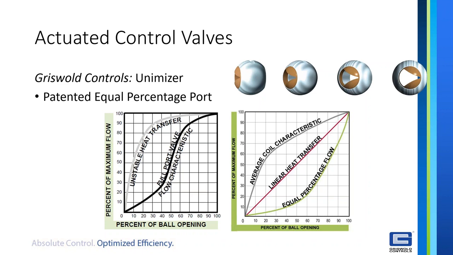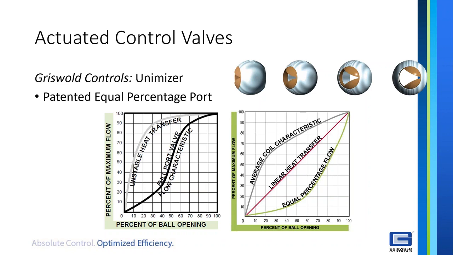So controlling the valve and controlling the flow in the smaller flow rate GPM is important, because that's when you're having the most impact on the BTU. Having something that mirrors the coil is important, and that's where the Griswold optimizer comes into play.